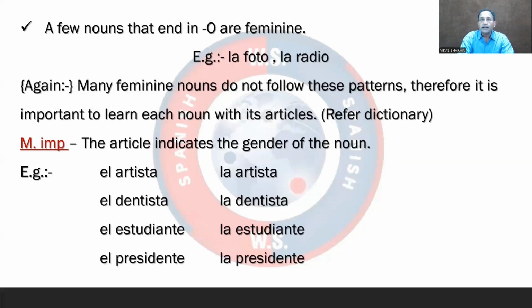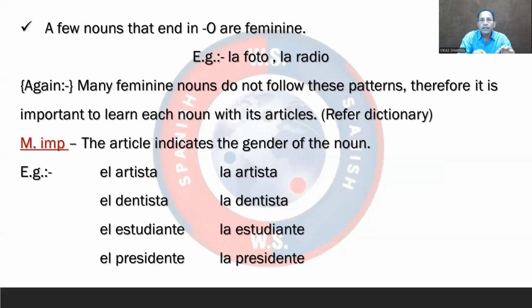El artista. ¿Qué significa el artista? The artist. Now, an artist can be male, an artist can be female. So, el denotes that you're talking about the male artist. La artista means you're talking about the female artist. El dentista, la dentista. The dentist. A dentist can be male or female. So, el dentista means the male dentist. La dentista means the female dentist.